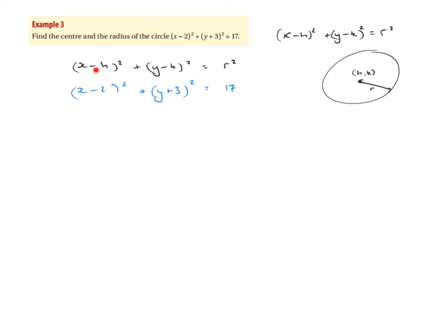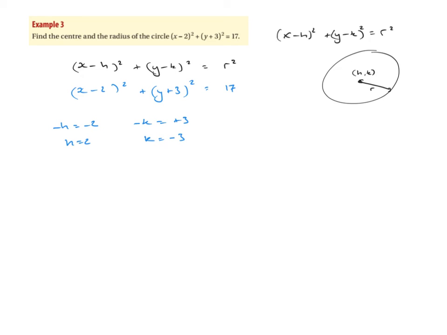So you can see here that minus h is equal to minus 2, so let's just write that down over here. So minus h is equal to minus 2, so h is equal to 2. If you have a look at this one here, we have minus k is equal to positive 3, so minus k is equal to plus 3. So that means that k is equal to minus 3.